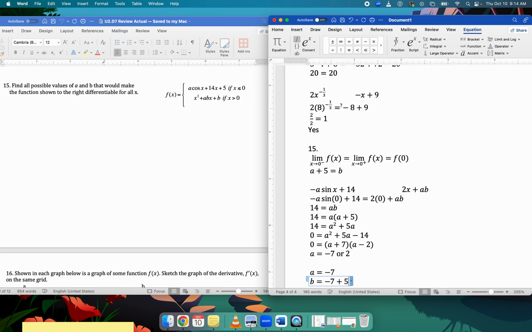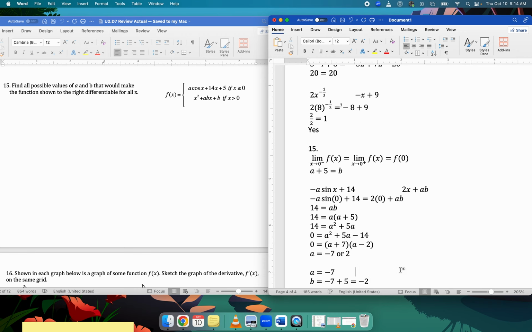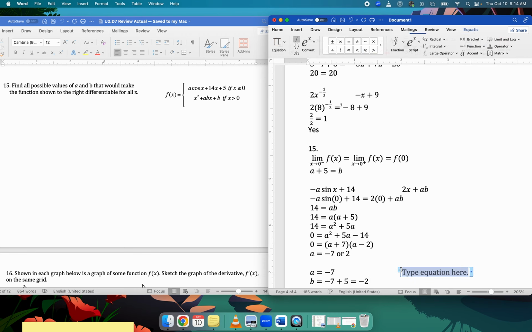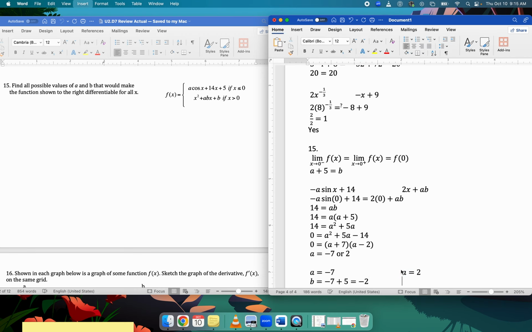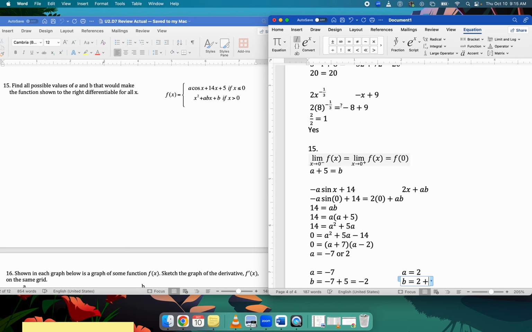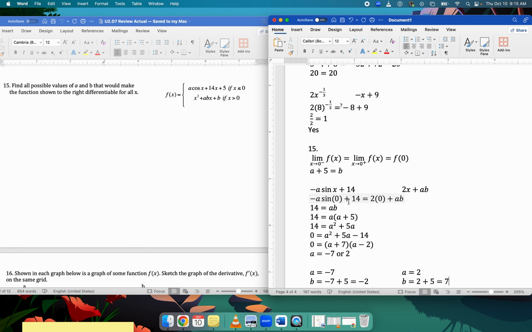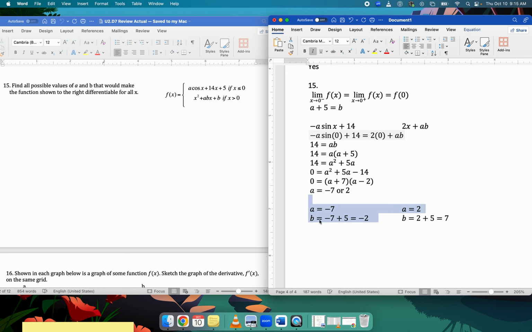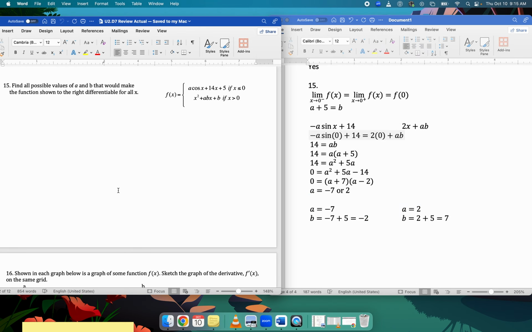Negative 7 plus 5, that's negative 2. So one solution is a is negative 7, b is negative 2. The other solution, if I take a to be 2, then b will be a plus 5. So that's 2 plus 5, which is positive 7. So these are the two values for a and b that work.